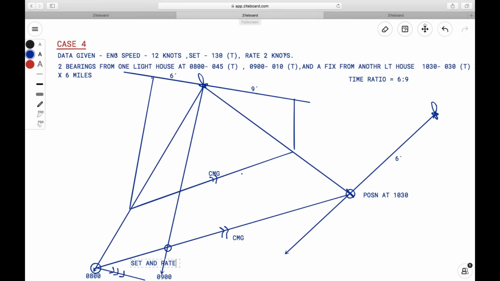set and drift, same thing, and it should be for the total time, that's 2.5 hours. The rate for 2.5 hours will be drift. Now the rate is 1 hour. Drift for 2.5 hours will be 2 into 2.5. That will be 5 miles. So you just mark 5 miles here. You can mark the 5 miles here easily.